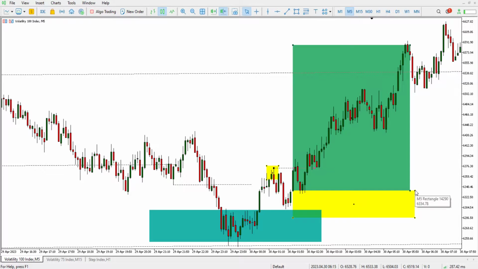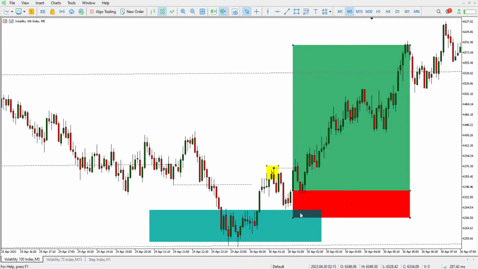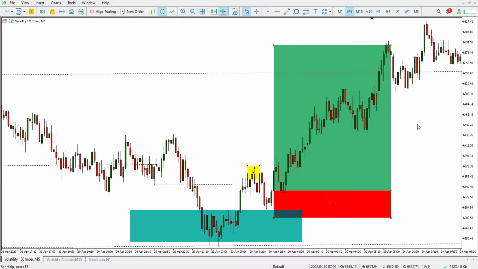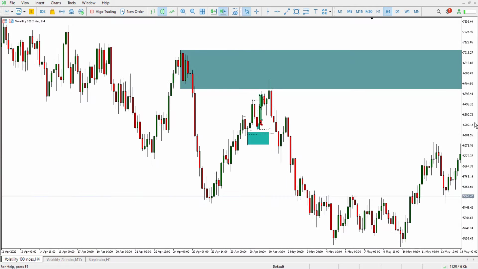I'm finding real difficulty in getting this with MT5, but I hope you can also do the same. So this is your entry, guys. As price comes back to this, there is a small fair value gap right here, and then this bullish order block. That's your entry, guys, with synthetic indices in the 5-minute time frame. And I hope this video is really helpful for you to understand what I'm saying.